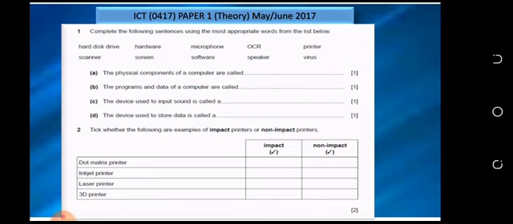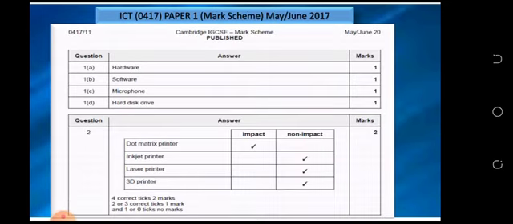So now let us look at the mark scheme for these 2 questions. You can see how they analyze the mark scheme. For question 1A, the answer is hardware, and 1 mark is assigned to this question. B, the answer is software. So 1 mark is also assigned. C, the answer is microphone. So 1 mark is also assigned to this particular question.